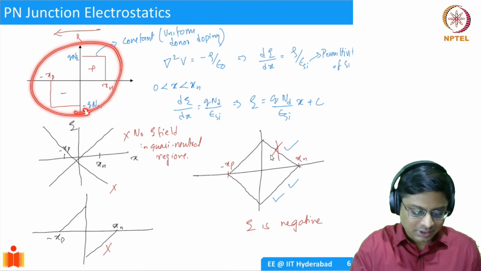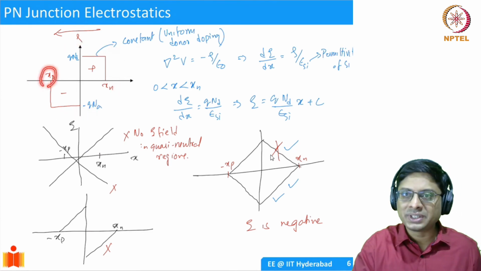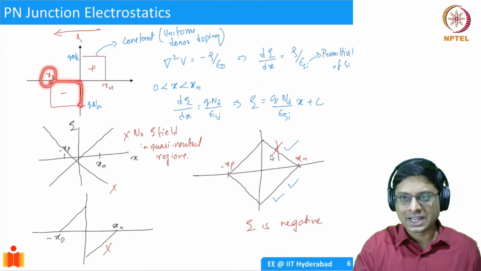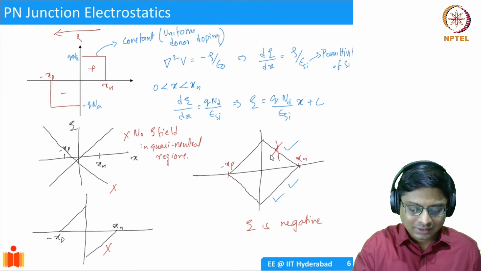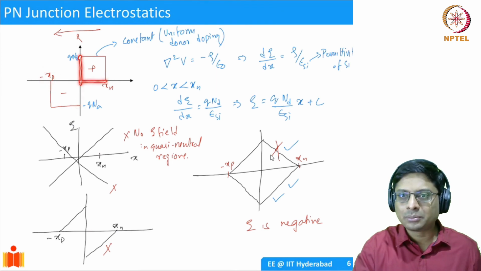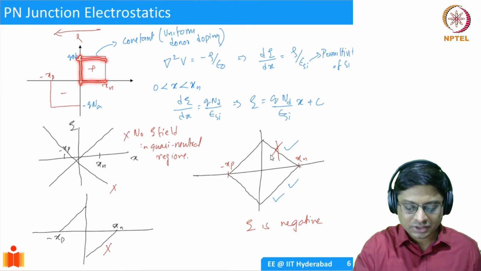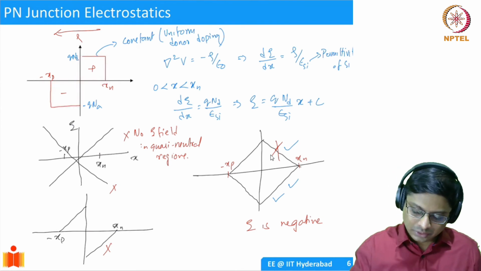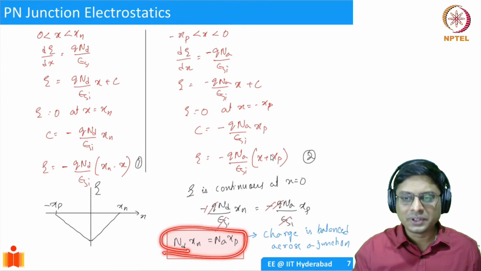So this Xp is telling you the depletion width on the P side. So 0 to Xp, the depletion width on the P side, multiplied by the magnitude of the charge Na should give you the area of this rectangle. Similarly, Xn times Nd should give the area of the rectangle on the positive side. So the total charge should be equal to this. It has to be balanced. That's all this is telling you. So do remember this equation. We will use it repeatedly.